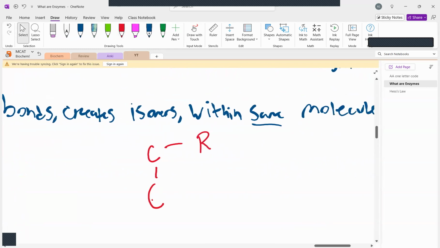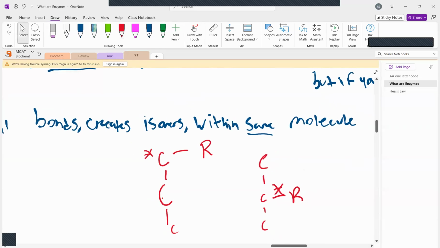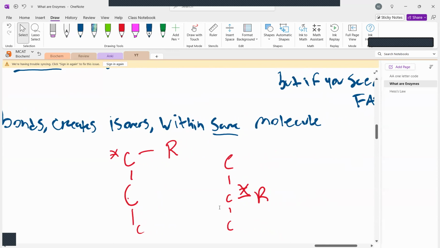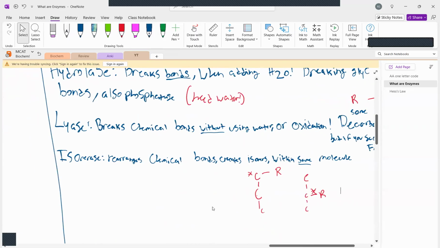So if you move that CCR from this carbon to this carbon, then that would be an isomerase because you're just moving it. It's an isomer, so you're just rearranging it in space. You're not really transferring it to another molecule. It still has the same atoms, different connectivity. But yeah, that's kind of all I had on this.